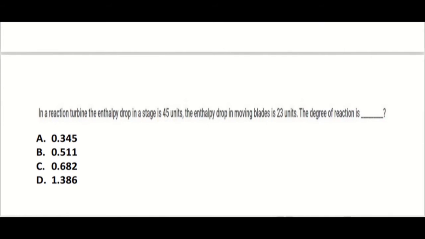In a reaction turbine, the enthalpy drop in a stage is 45 units. The enthalpy drop in the moving blade is 23 units. Then the degree of reaction is?